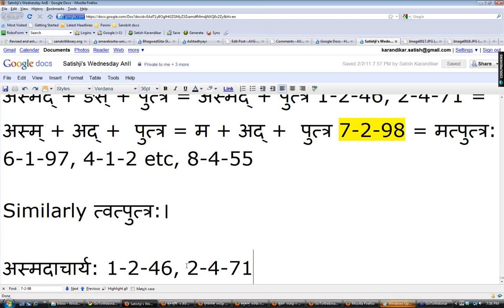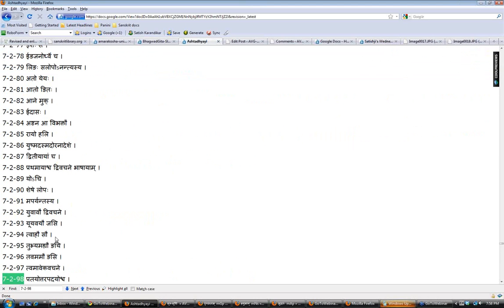So here, the Panchami of Asmad is same as Asmad, and the Panchami of Yushmad is same as Yushmad. Again, this is one place in the Ashtadhyayi where we do not look at the sutras in detail, because there are many rules in Ashtadhyayi which talk about this sutram Sheshe Lopaha. Let's look at it for one second.